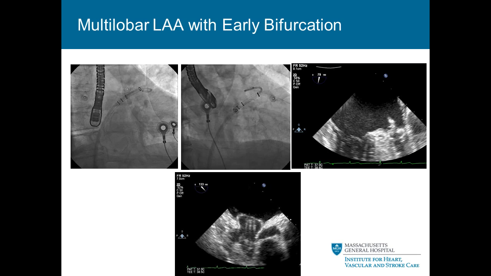This is an example of how a multilobar appendage with early bifurcation can lead to incomplete closure. This is a patient with 3 lobes in the appendage. Initially, we thought that the patient had only 2. There's an anterior one, there's a pigtail in it, there's a pigtail in the posterior lobe. When we placed the Watchman device, there was a gap on this side, and once we knew what we're dealing with, we placed a larger device and placed it more proximally to be able to occlude all the lobes. So initially, probably this device was stuck in one of these lobes, preventing it from opening fully and closing the whole appendage.